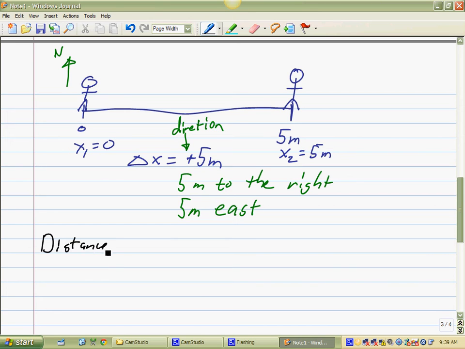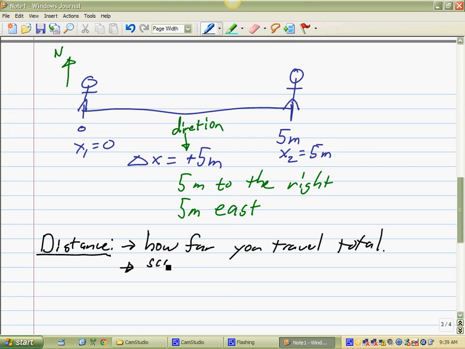Distance depends on how you get there. So it's how far you travel total. That's different than displacement, which is how far you are from the start. So the path matters. And this is what's called a scalar, which means there's no direction. Distance is how far you went. It doesn't take into account which way you went.